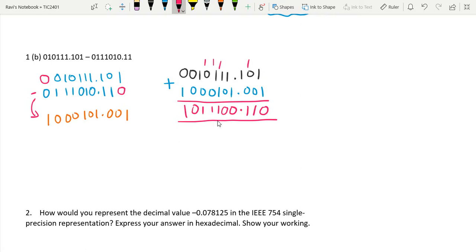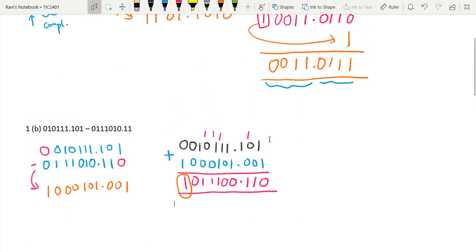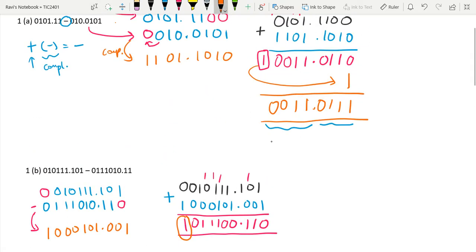How do I interpret this answer? It is important when you're dealing with complements to always look at the most significant bit of your final answer. In our part A, the most significant bit of the final answer was a 0. So this indicates that it's a positive number.